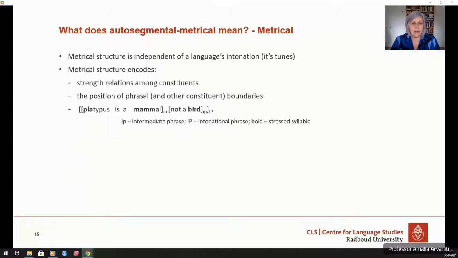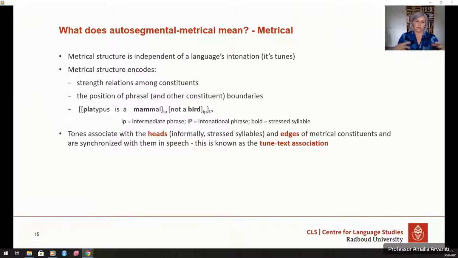And in this structure, I have three strong syllables: the stressed syllable of platypus, the stressed syllable of mammal, and the syllable of bird. And there is a relationship between the three of them. We will see that in the following slides.